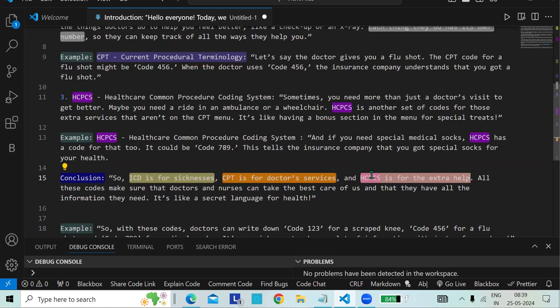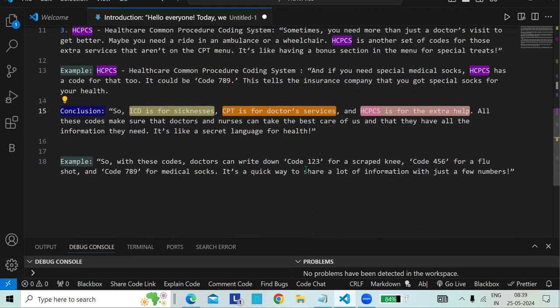All these codes make sure the doctors and nurses can take the best care of us and that they have all the information they need. It's like a secret language for health. With these codes, doctors can write down code 123 for a scraped knee, code 456 for a flu shot, and code 789 for medical socks. It's a quick way to share a lot of information with a few numbers. I hope you understand.